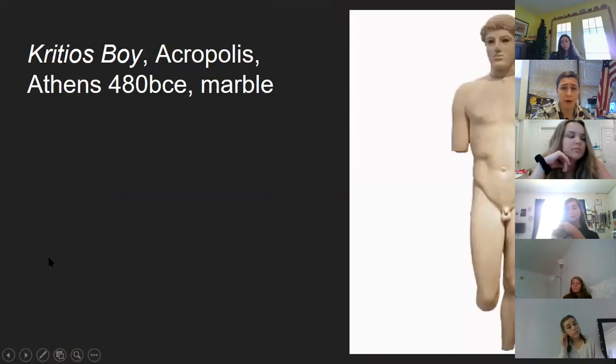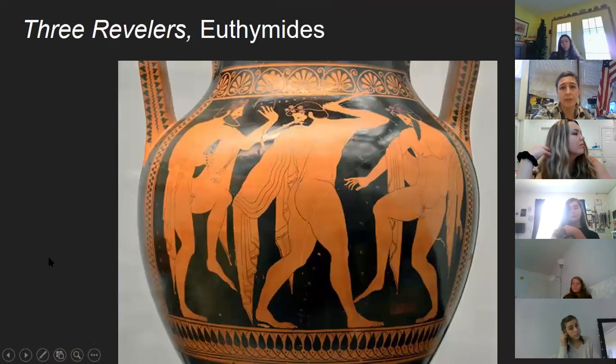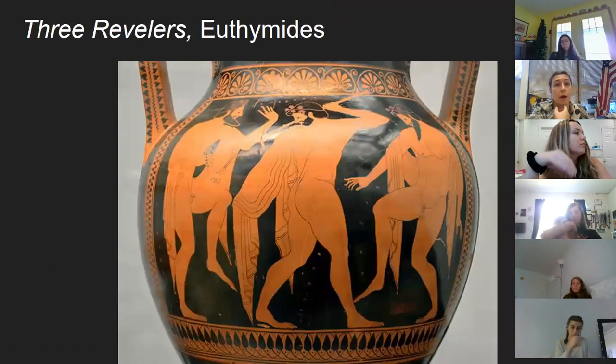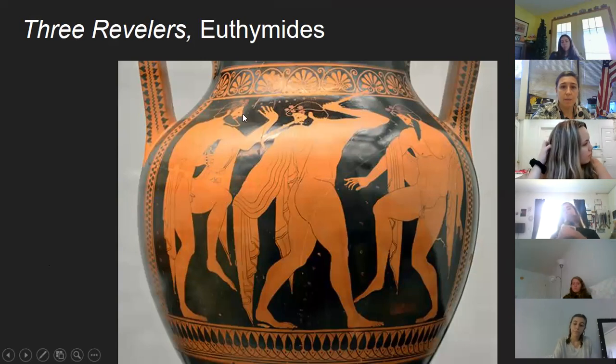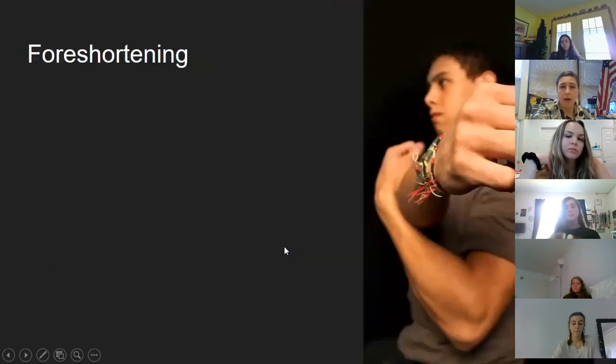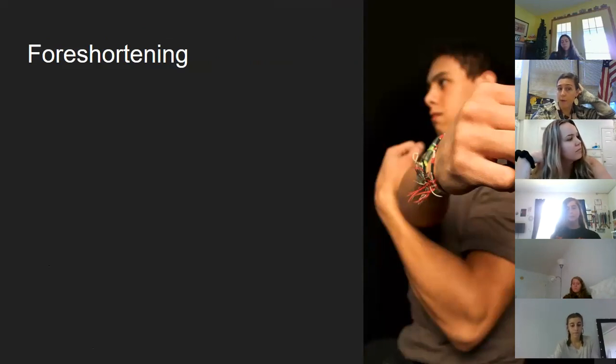And this is really the first time that we see this use of foreshortening. So he is beginning to play with that. And you can see it a little bit on this arm here. So some advances in artistic technique and how we can represent three-dimensional space on a two-dimensional surface.